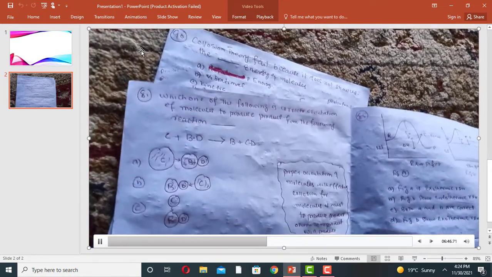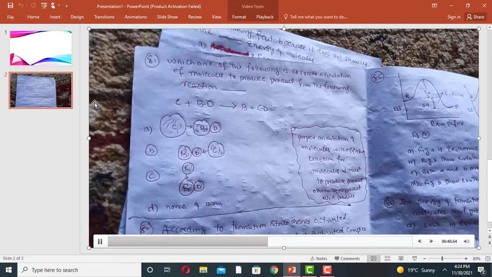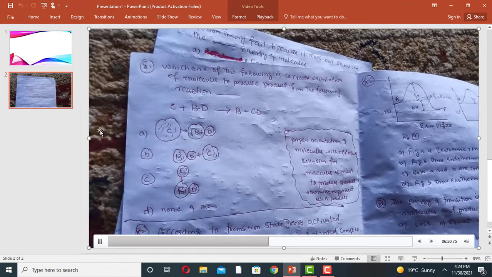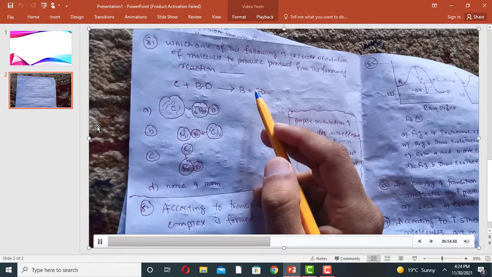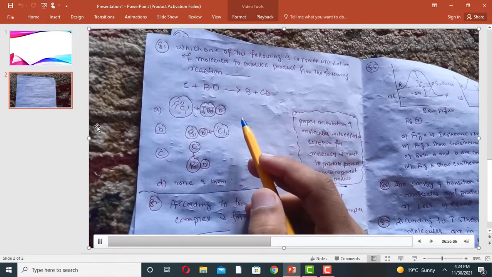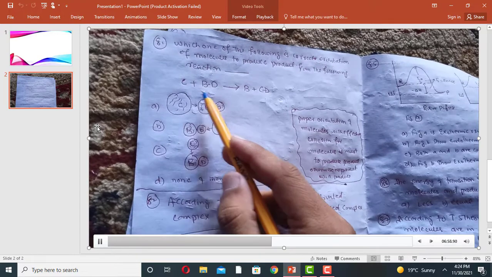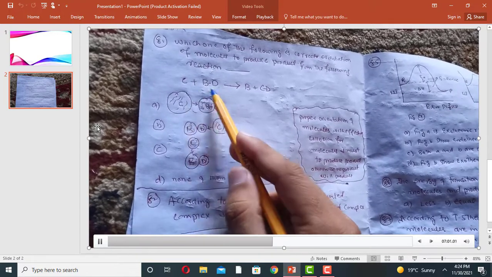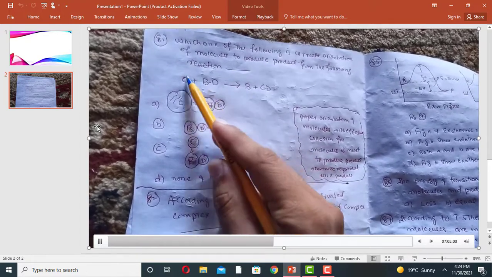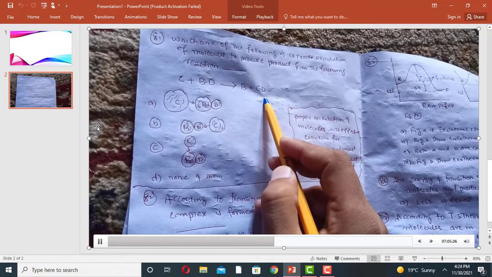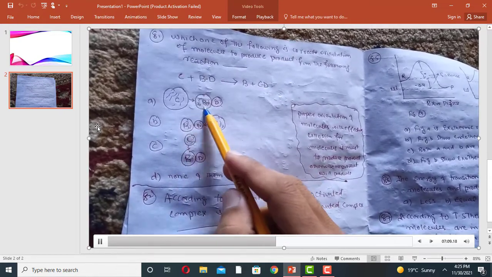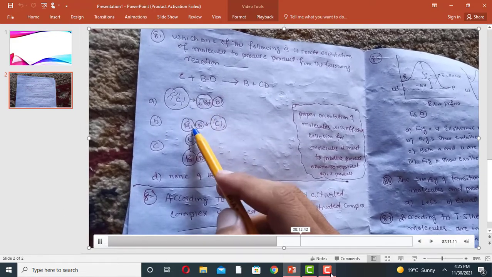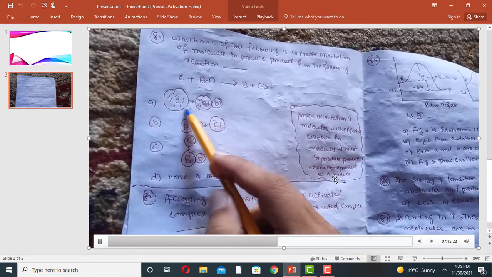Which one of the following is the correct orientation of molecules to produce the product? From collision theory we know that the molecules should combine in the correct orientation. So AC plus BD, C combined with BD, gives us B and CD. So this is C, this is B and D.